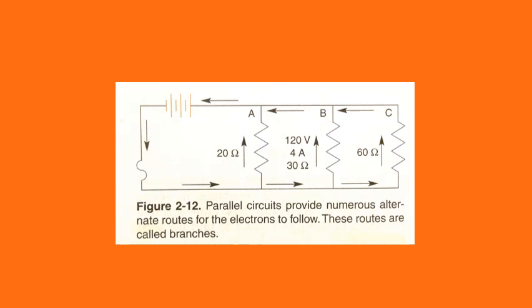Arrows indicate the electron flow. Parallel circuit rules: like series circuits, parallel circuits follow certain rules. A break or opening in any branch of a parallel circuit does not stop the flow of electrons to the remaining branches.